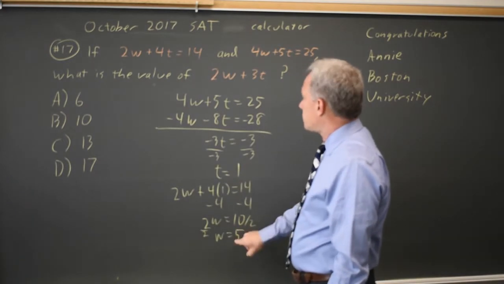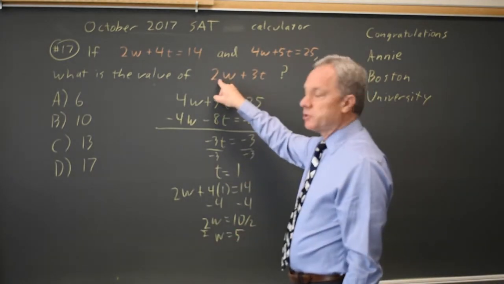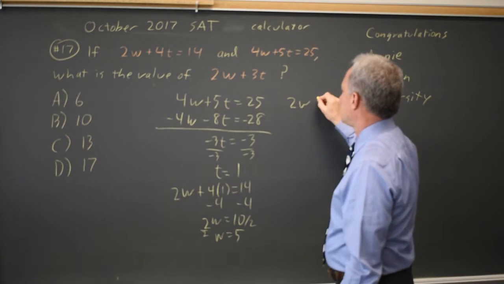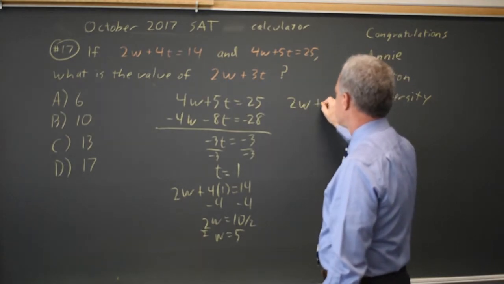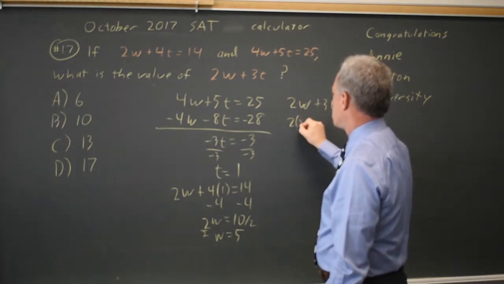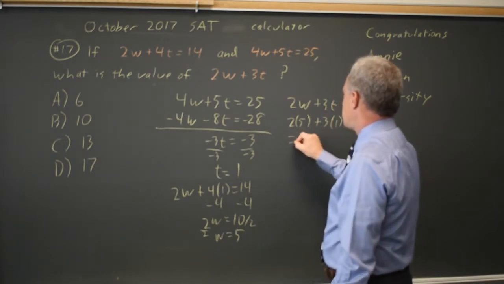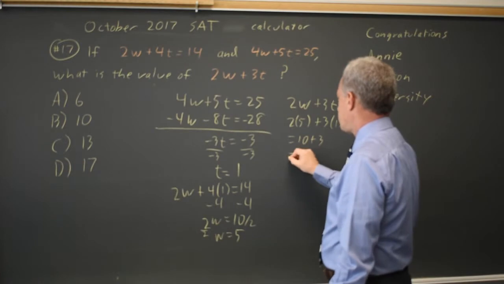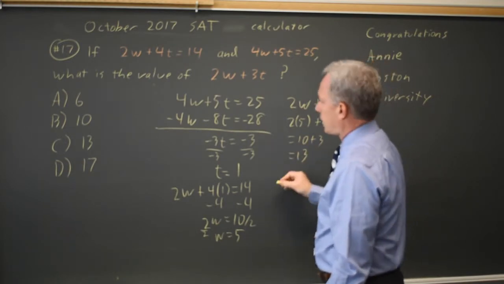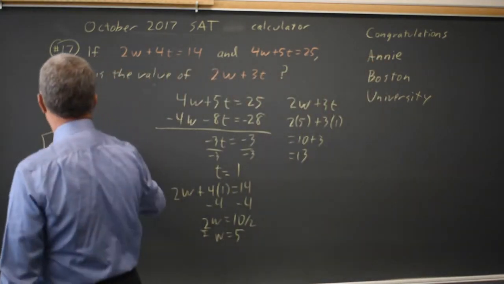With t equals 1, w equals 5. 2w is 2 times 5, and 3t is 3 times 1. That's 10 plus 3 equals 13. And choice C would be our answer.